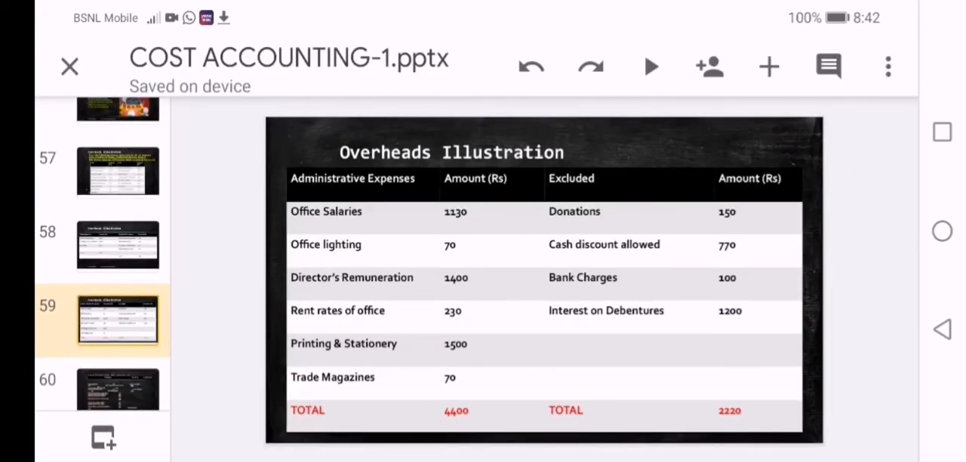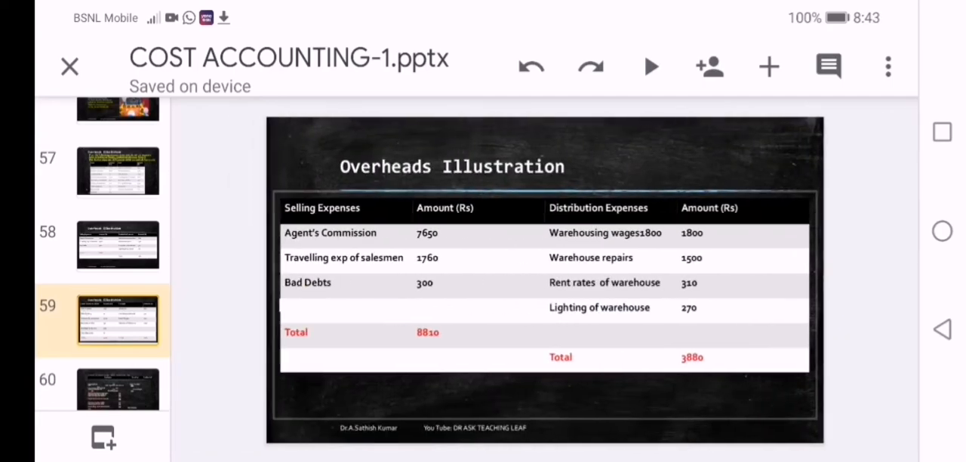Lighting of office expenses, 70 rupees. Next, office salaries, office expenses, 1130. Director's remuneration, again office expenses, 1400. Traveling expenses to salesman, it is part of selling expenses, 1760.